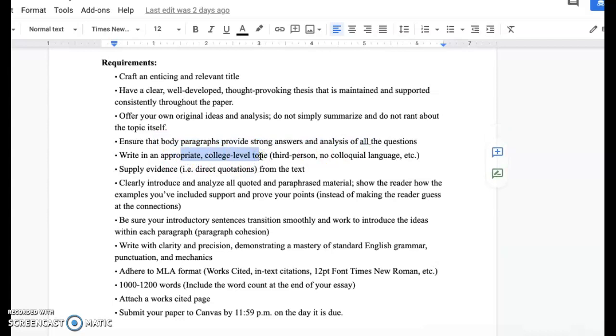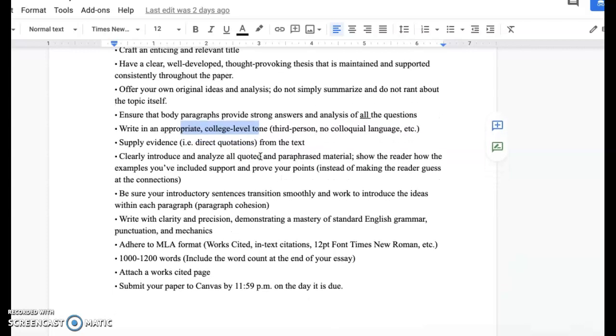Write in an appropriate tone, no colloquial language, meaning no slang, right? No wannas, gonnas, couldas, shouldas, wouldas. Third person, meaning there are no I's in this essay. Essay 1 was allowed I's. This essay is not allowed I, me, mine, my, anything like that. You want to avoid we's too much as well. And no you's, no second person ever, ever, ever in formal writing.